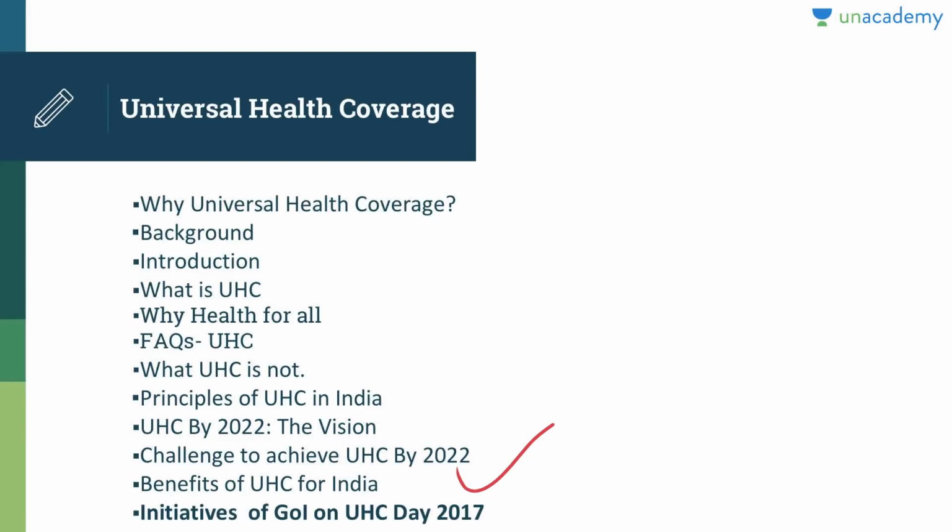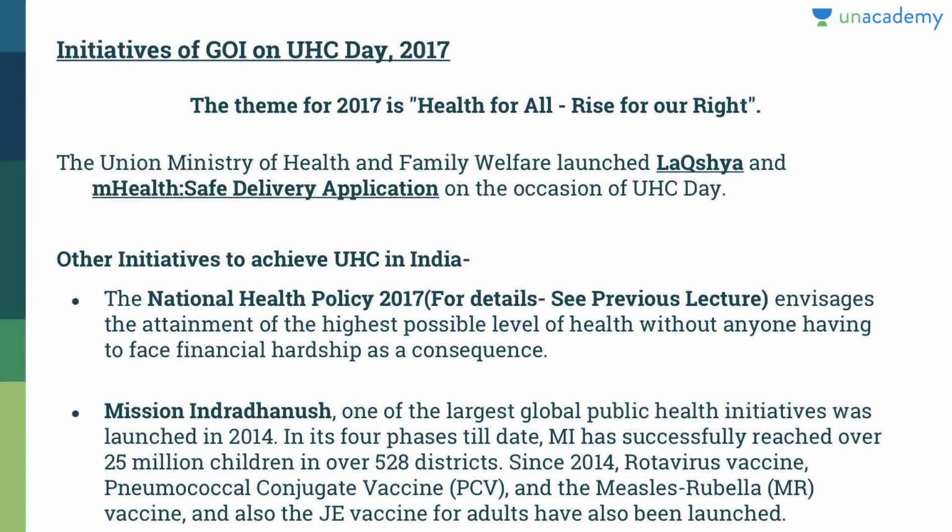So let us talk about various initiatives of Government of India on universal health coverage day 2017. So first of all, the theme for 2017 is health for all, rise for our right. So please remember this theme, they can ask you in MCQs. So initiatives of Government of India on universal health day include the launch of Lakshya and mHealth Safe Delivery application on the occasion of UHC day. Who launched it? MoHFW, the Ministry of Health and Family Welfare. So other initiatives: Lakshya is one, and mHealth Safe Delivery application.